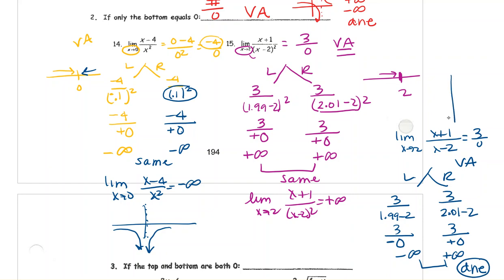And again, graphically what that means is that I have a vertical asymptote at 2. As I go towards that asymptote from the left, it's going straight down, and when I go to the right, it's going straight up. And since it's not doing the same thing on either side, the limit does not exist.